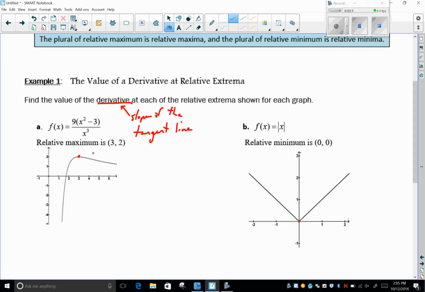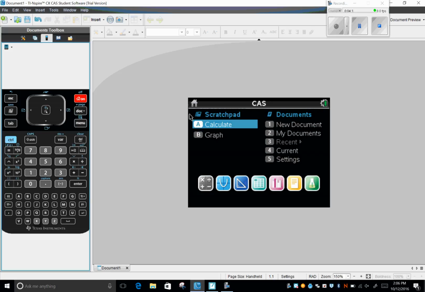So I'm going to draw my tangent line in at this point, all right? And I'm able to observe by inspection that the slope of this line is equal to 0. Therefore, we can deduce that f'(3) equals 0. All right, so just to verify this, I'm going to take this function f(x), and I'm going to look at it on the Inspire and find out what the derivative at the point 3 is.